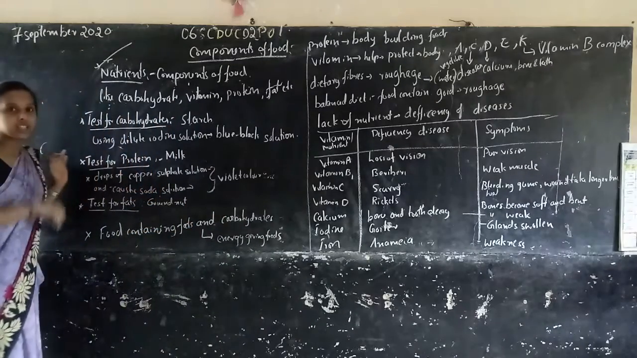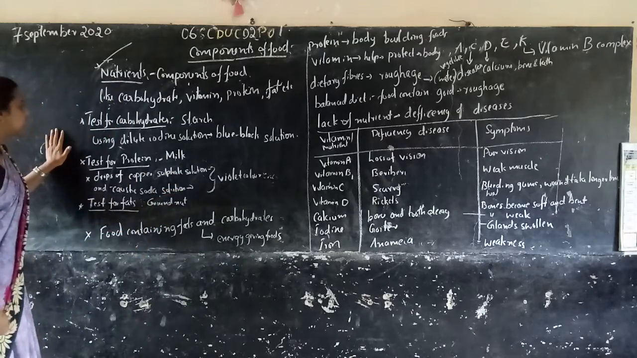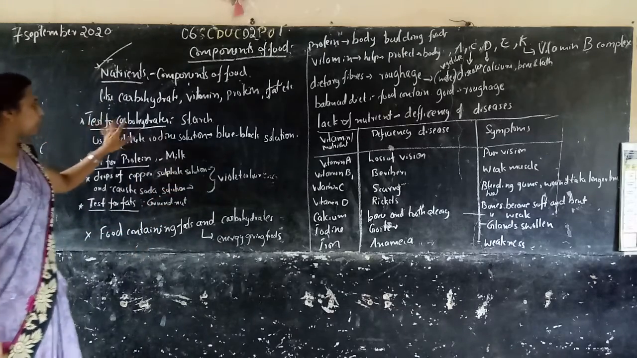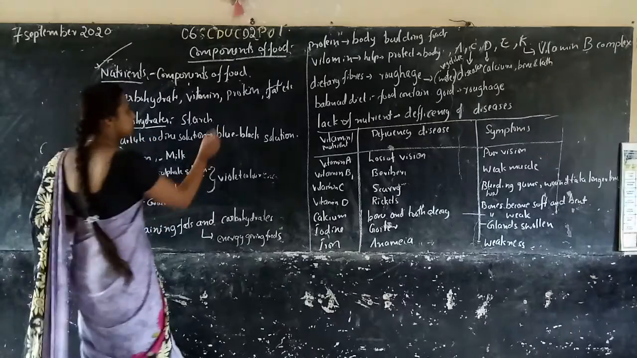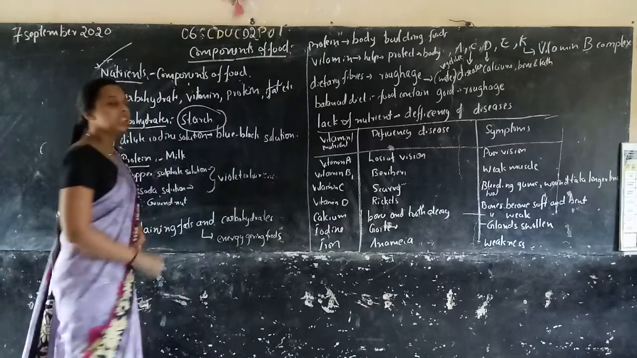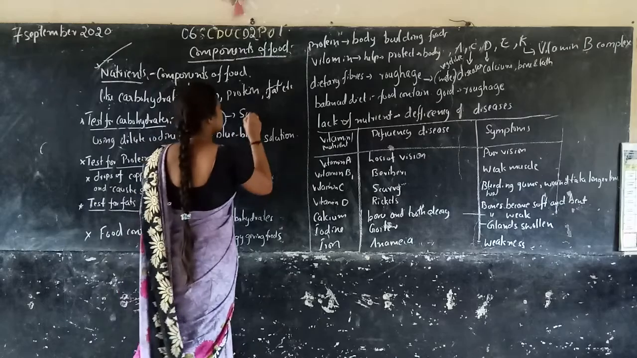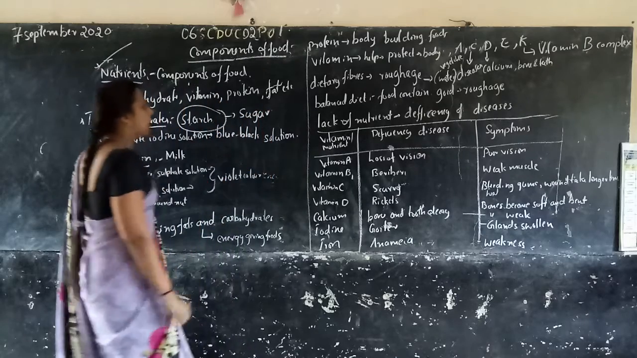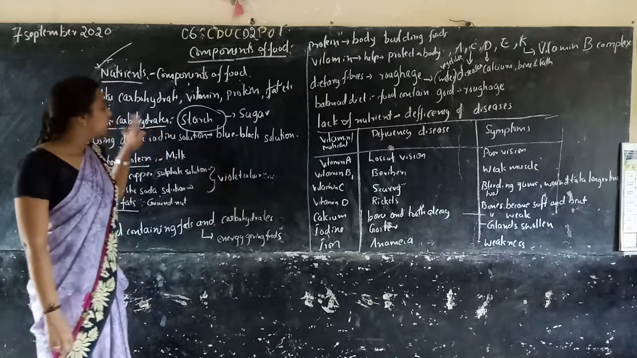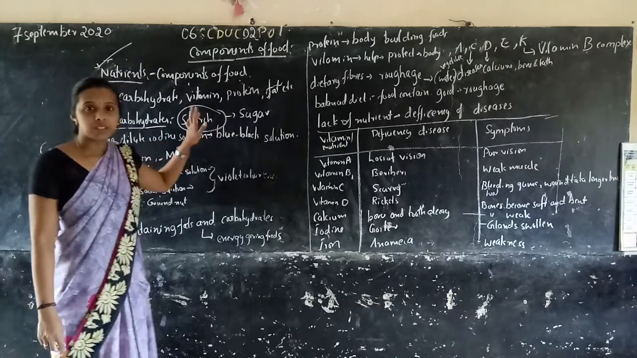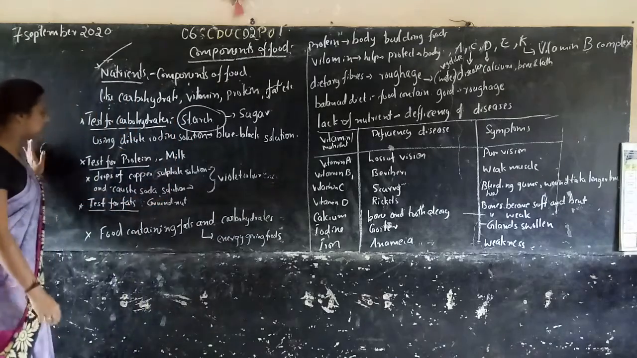Carbohydrate is also one of the nutrients. So how can we identify it? In the test for carbohydrates: if you take any food, it contains starch, a small part of sugar. These sugars are components of carbohydrate. So the simple form of carbohydrate is starch.